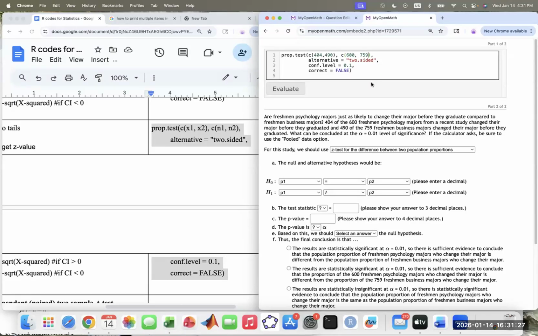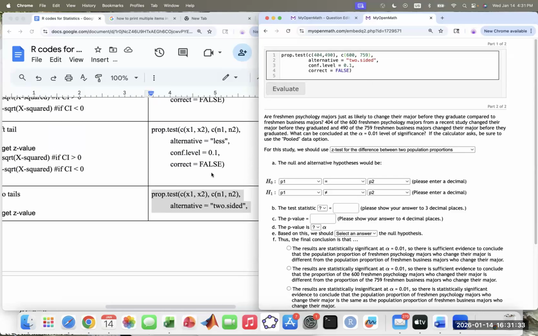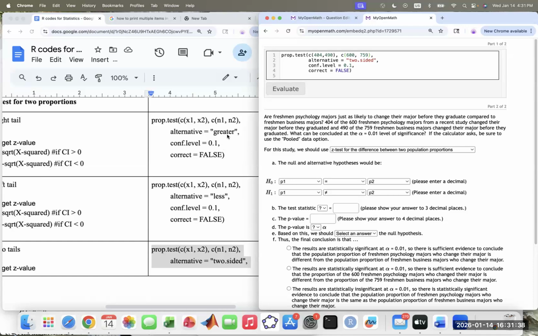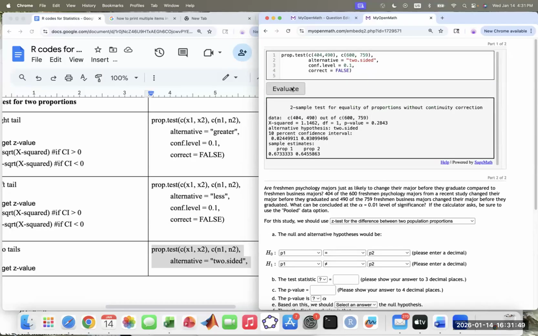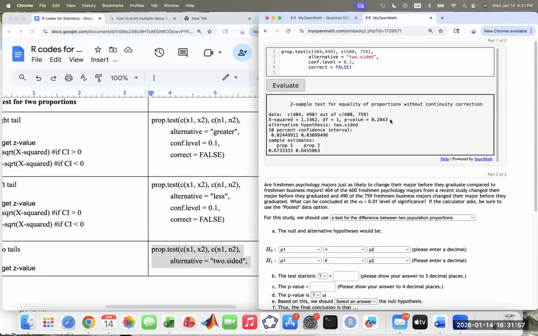This one would be two-sided. If you have less than, you choose less, and if you have more than, you choose greater. That's the only thing. So copy the code and follow from here. When you run this, it will give you the chi-square, degrees of freedom, and p-value, right here. This is what you put in for the p-value.